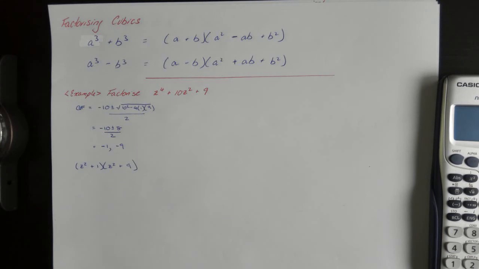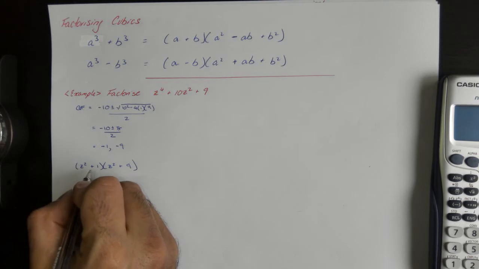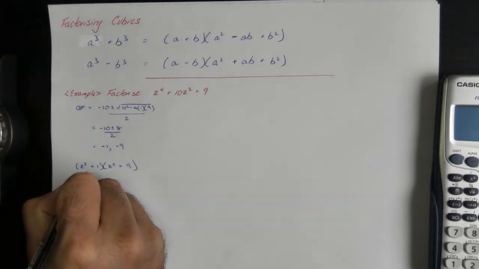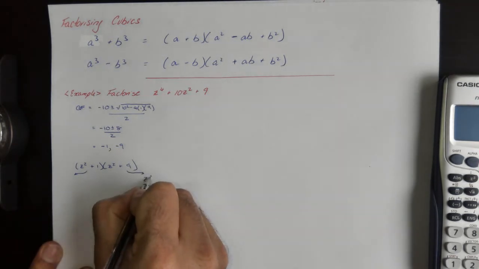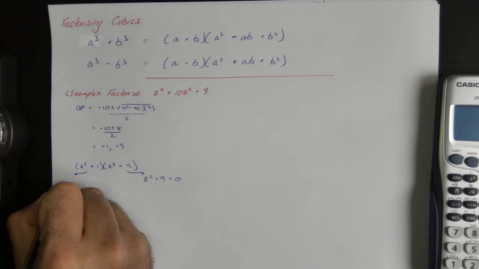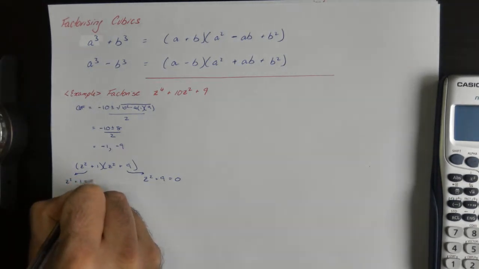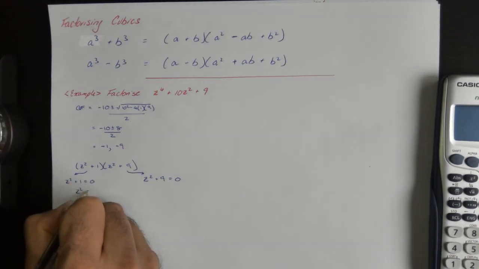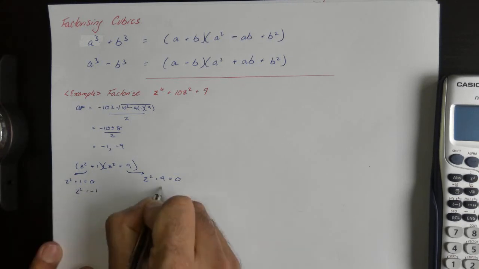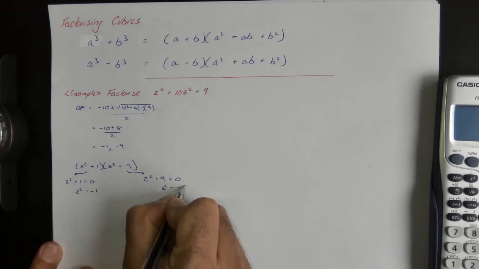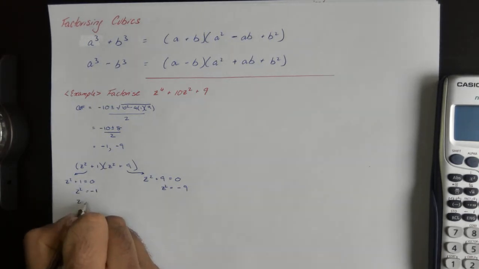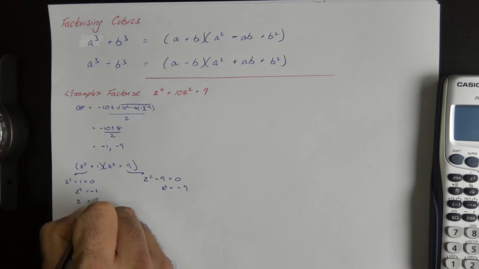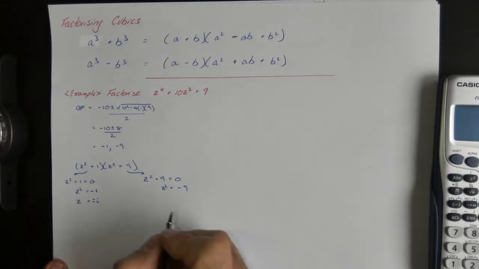What I'm going to do now is try to factorize both these complex terms. So let's say z squared plus 9 equals 0, and z squared plus 1 equals 0. It means that z squared equals negative 1, and z squared equals negative 9. If I take the square root of a negative number, I'm going to get i. So in this situation, I'm going to get plus or minus i.